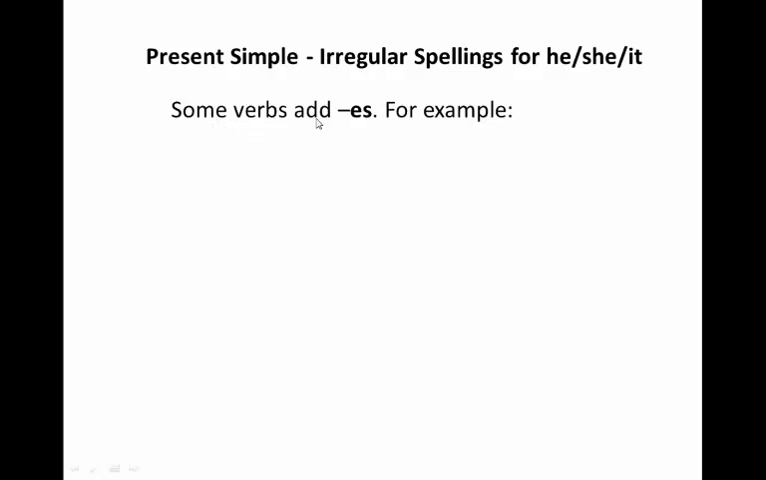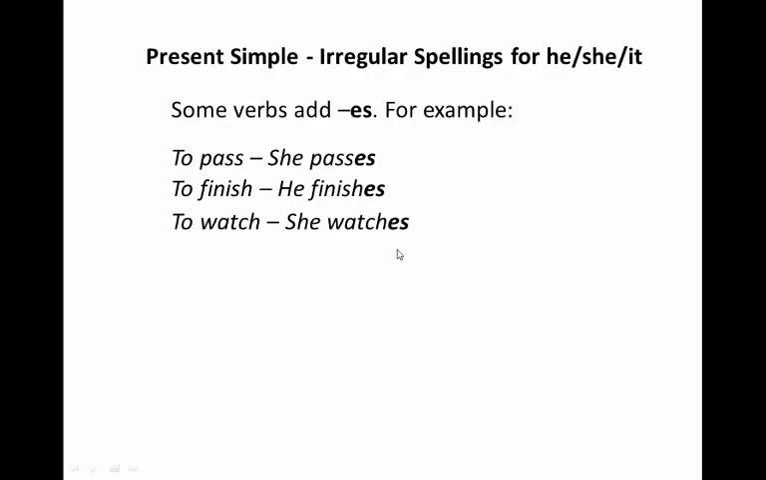Many verbs add es, not just s, es. For example, to pass, she passes. Like to pass the test, she passes the test. To finish, he finishes. To watch, she watches. So it's usually verbs where the infinitive ends with a s or a sh or a ch kind of sound.